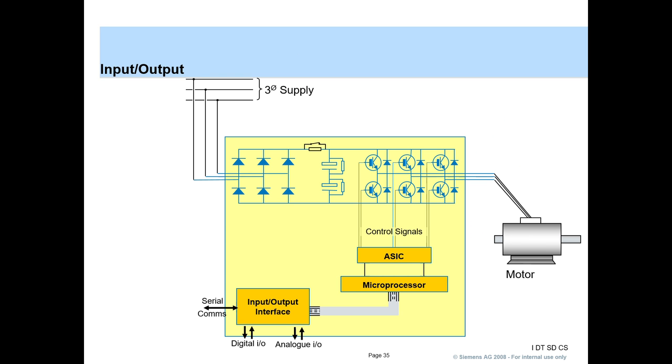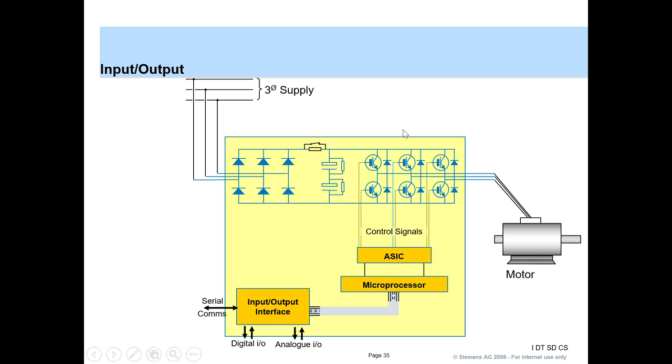Inputs and outputs. A drive also has an input output interface which consists of digital IOs, analog IOs, or serial communications. This IO interface is provided so that the motor can be switched on and off by a push button, or through a controller the command can be given to the motor to run. Also the speed set point can be set by an analog input. So this is the IO interface, which again sends the signals to the microprocessor, and this controls the drive.